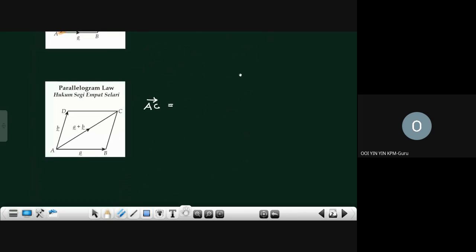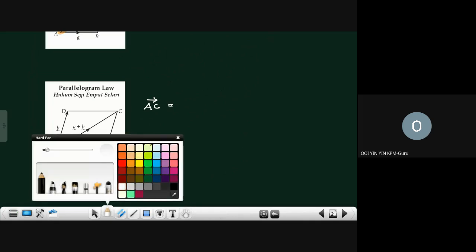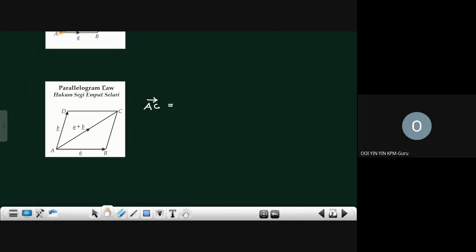And then we have parallelogram law. Okay, segi empat selari. Okay, here. If we want to find our resultant vector AB, how we do that? Okay, as I told you just now. Okay, same go here. Starting with your A, right? You see, macam mana you boleh dapat your AC, your AC here. Actually, ada dua arah tau. Nah, I want to tell you.